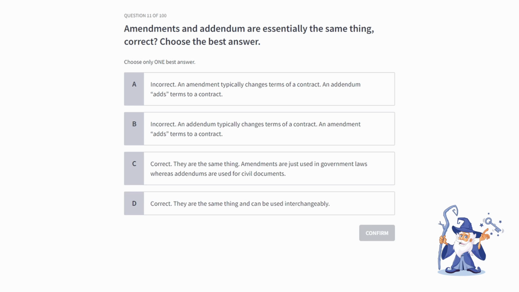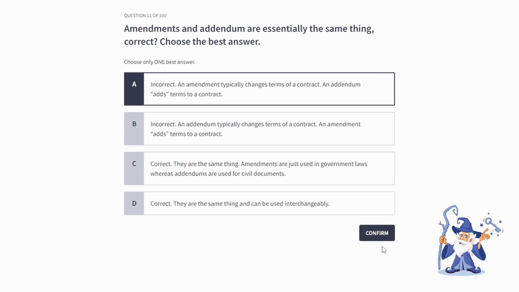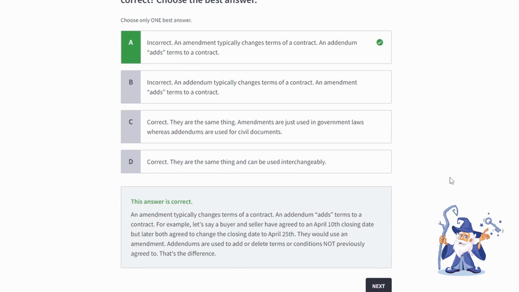Okay, so what is the correct answer for this one? Well, it's going to be A. That's right, C and D are incorrect. An amendment typically changes terms of a contract. An addendum adds terms to a contract. So, for example, let's say a buyer and seller have agreed to an April 10th closing date, but later both agreed to change the closing date to April 25th. They would use an amendment. Addendums are used to add or delete terms of a contract not previously agreed to. So that's the difference there. So hopefully that makes sense.